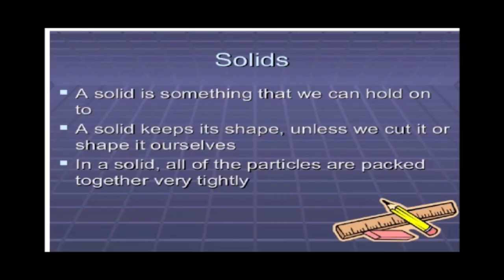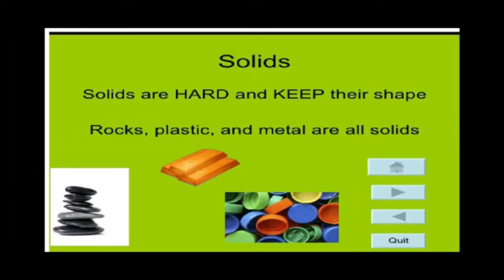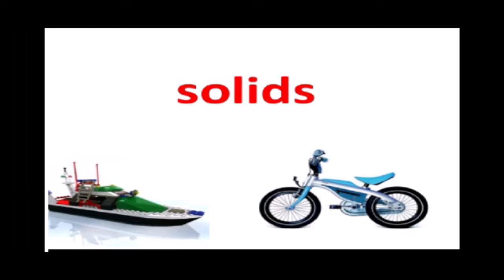Solids. A solid is something that we can hold on to. A solid keeps its shape unless we cut it or shape it ourselves. In a solid, all the particles are packed together very tightly. Solids are hard and keep their shape. For example, rocks, plastic and metals all fall into the category of solids.